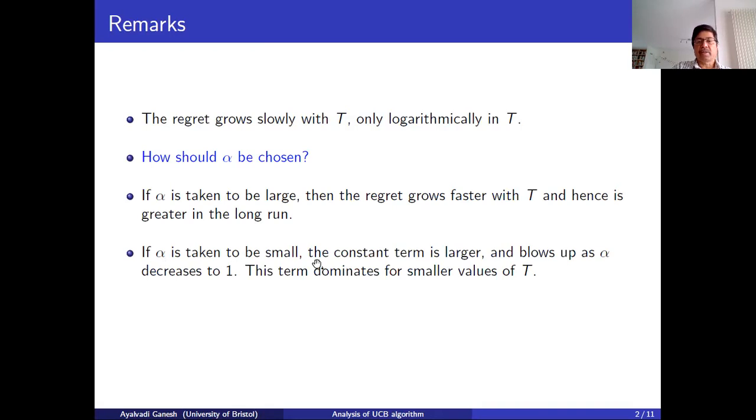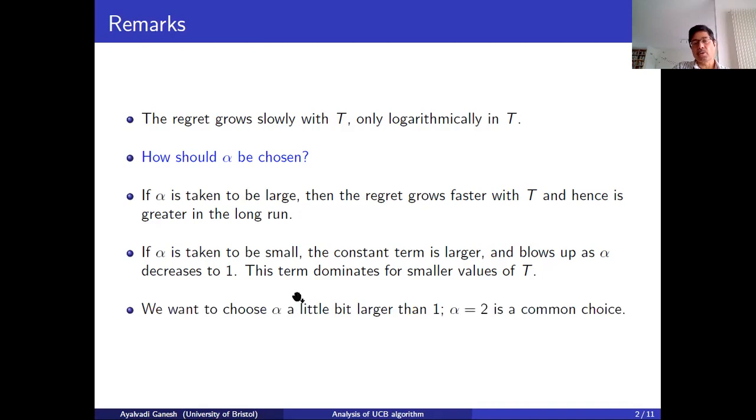And secondly, if we take it too small, the constant term blows up, and this is the term that's dominant for small values of t. And in practice, we do care what happens at small to moderate values of t. We are not looking necessarily in the very long run, so we shouldn't take it too small either. Okay, and a very common choice is alpha equals 2. And that's reasonable for most practical purposes.